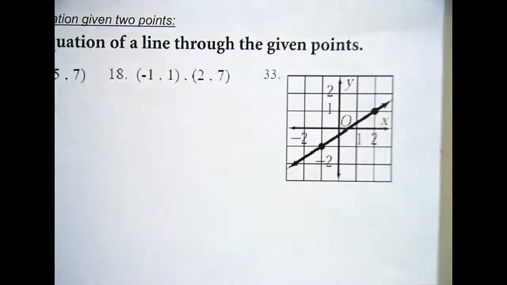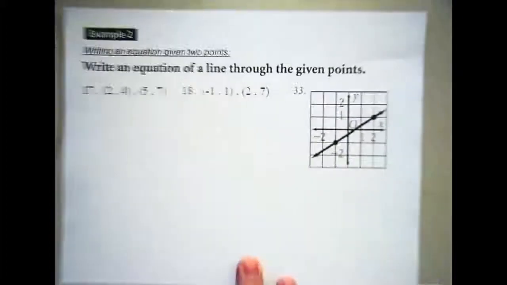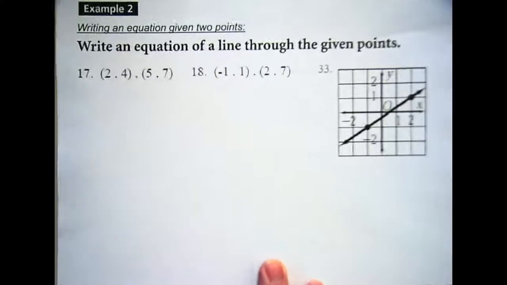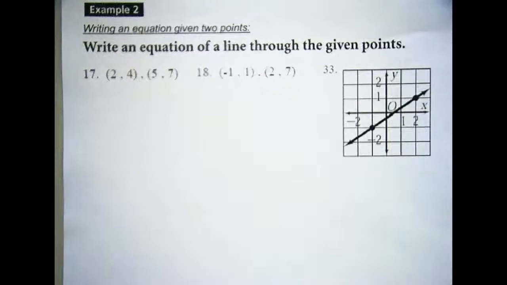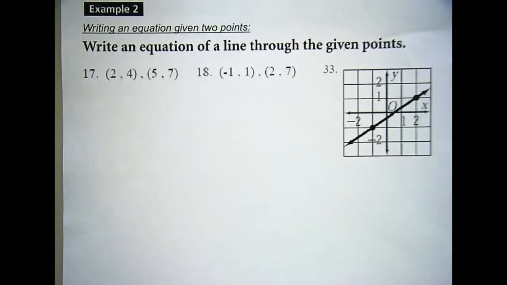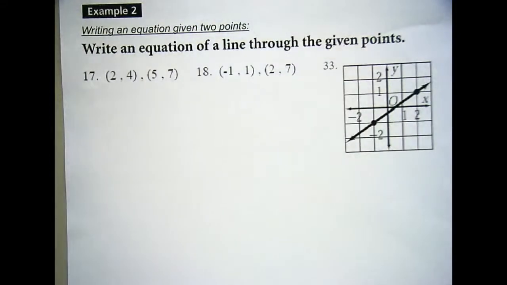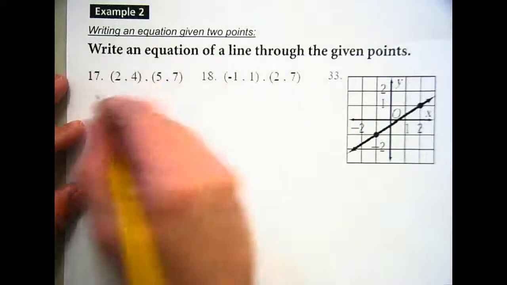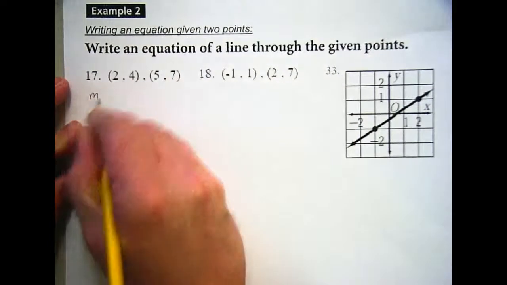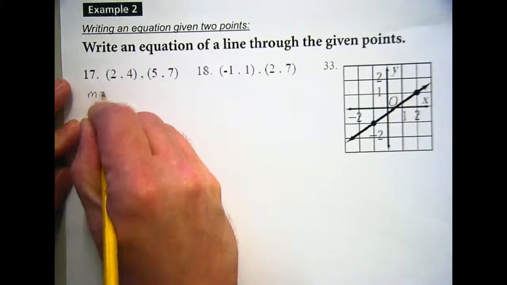Go ahead and turn to number 17. So number 17 changes it up just a bit. All right. Number 17, writing an equation given 2 points. Okay? So now, in the past, we were given the slope and we were given a point. Now we're not given the slope and a point. We're just given 2 points. Okay? So remember, to write an equation, you need to know 2 things. You need to know M and you need to know B. They don't give us either.